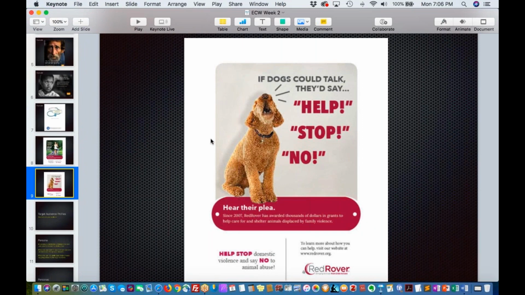Here's another example from that same campaign. Now we're hearing from the dog, so not the person but the thing. But you can hear, if dogs could talk, they'd say help, stop, no. And the ad talks about how you can stop domestic violence on pets and how Red Rover can help. So the call to action is really important.